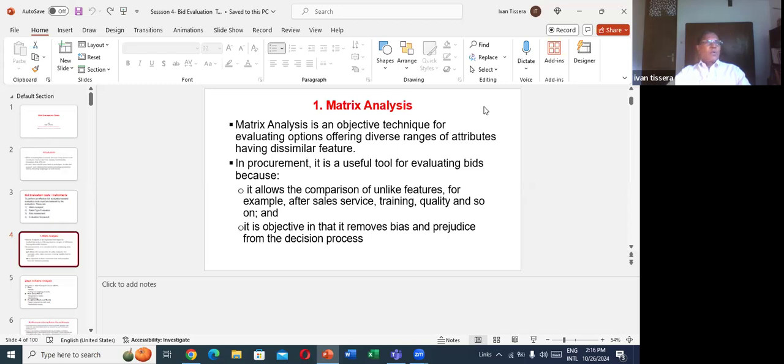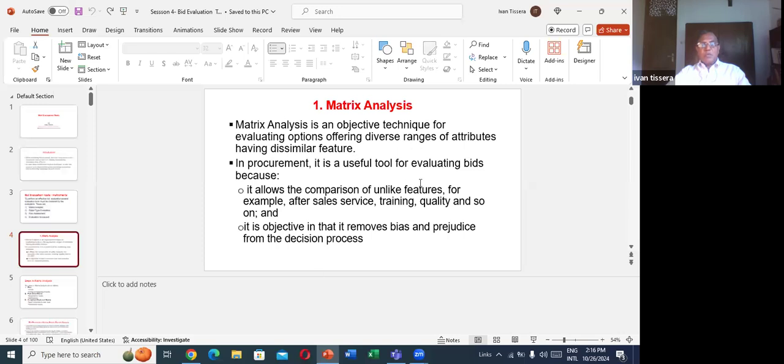presentation. So in Sri Lanka, we use some methods. We don't name them as matrix method or whatever. Matrix analysis is an objective technique for evaluating options offering a diverse range of attributes. So there are a number of offers. That is the normal case. So they have a diverse range of attributes. They are attributes having dissimilar features. So those are not similar. So then we have to consider which proposal to be accepted.